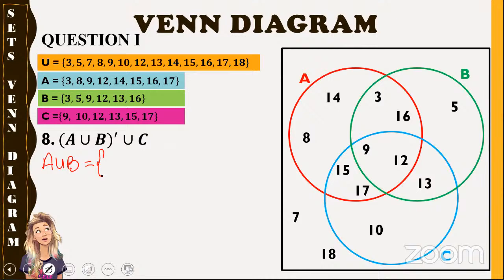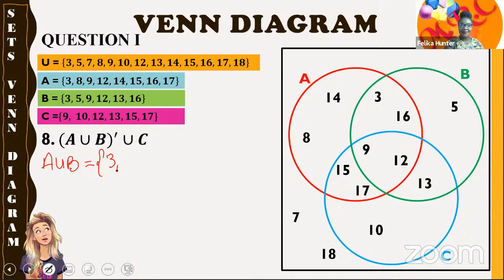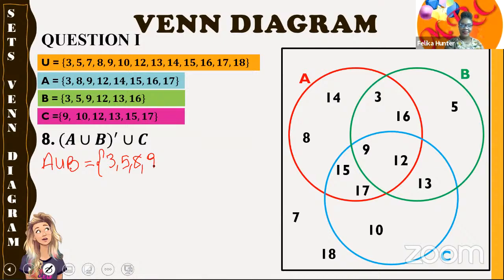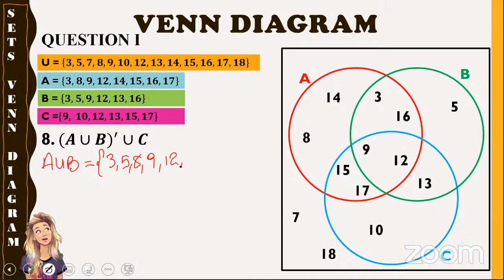It should start from 3. 3. 5. 8. 9. Good. 12. 14. Come again, there's a number before 14. 13. Good. 14.